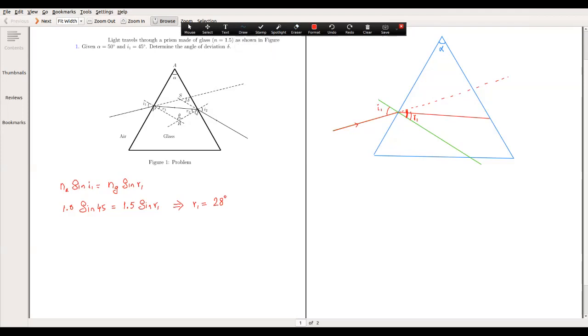Okay, raise this angle. Oops. Bad. Okay, try this again. So that's my ray, and this is R1, and I1 will be this angle here, the original angle. So this is I1. Okay, our I1 is 45 degrees, R1 is 28 degrees.